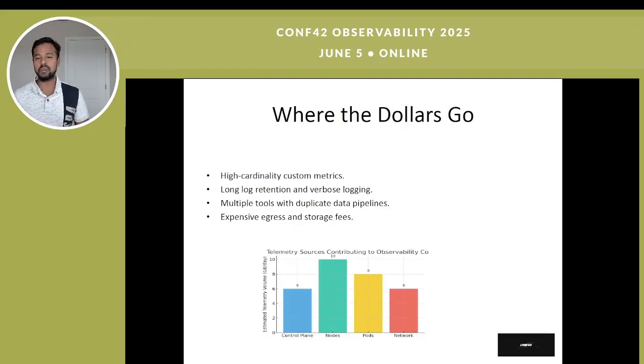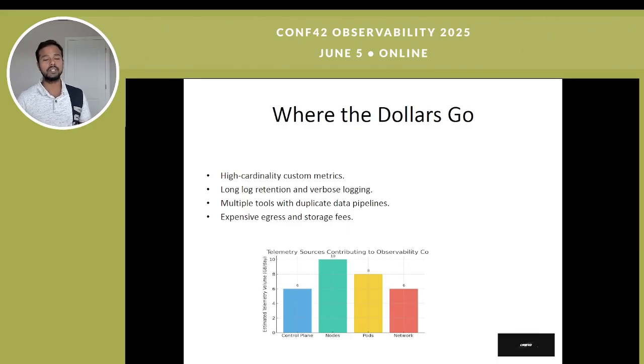Where are we spending all this money? There are 3 or 4 different categories where I have seen that enterprises spend most of the dollars in collecting observability and monitoring metrics. The first one, high cardinality custom metrics. Most of the tools out there charge a different fee or different pricing for these custom metrics. They're extremely high cardinality, which means they have labels like the user ID and things like that.